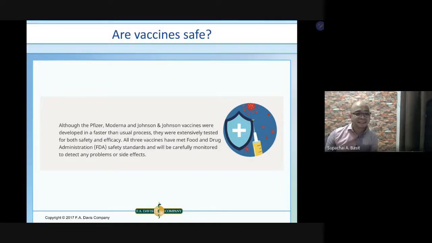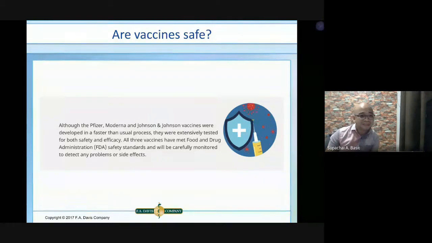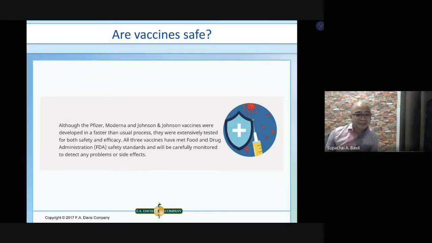So are vaccines safe? Although Pfizer, Moderna, and Johnson & Johnson were developed in a faster than usual process, kasi nagmamadali na tayo, they were extensively tested for both safety and efficacy. All three vaccines have met the FDA safety standards and will be carefully monitored to detect any problems or side effects. So for example, I myself, I've received Sinovac, I have received Pfizer, so I'm still okay, fortunately.